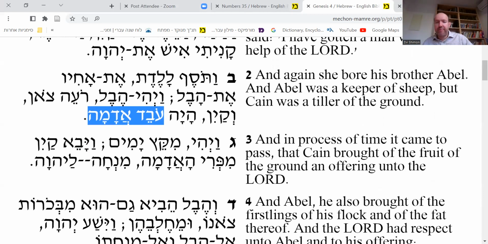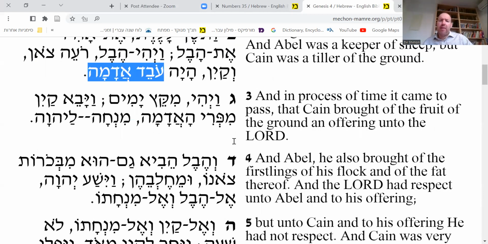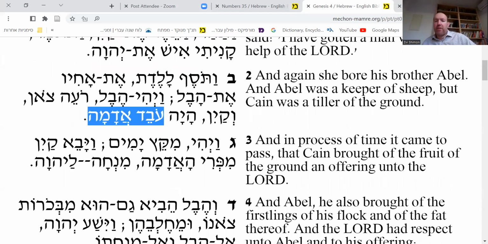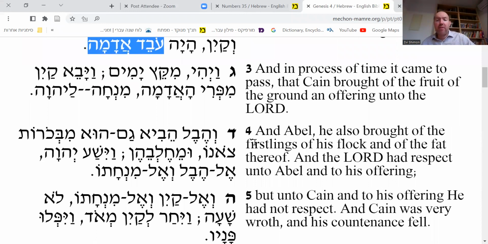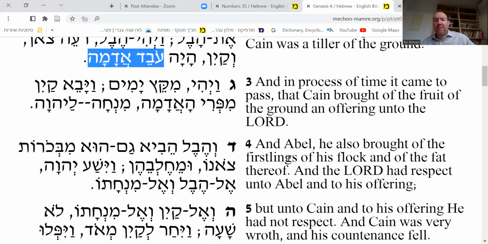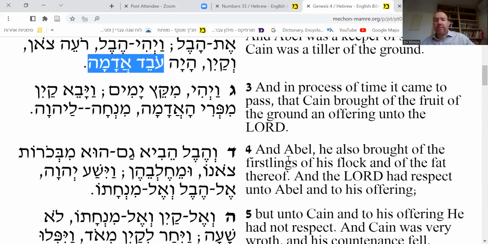That brings us to verse 3. In the process of time, it came to pass that Cain brought of the fruit of the ground an offering to the Lord. So Cain here comes with an initiative as a farmer. We saw that Cain was a tiller of the ground, right? So now he brings from his fruit of the ground as an offering. And in verse 4, and Abel, he also brought of the firstlings of his flock, of the fat thereof. So here again, we see the description of both brothers, basically performing an act of bringing an offering to God.